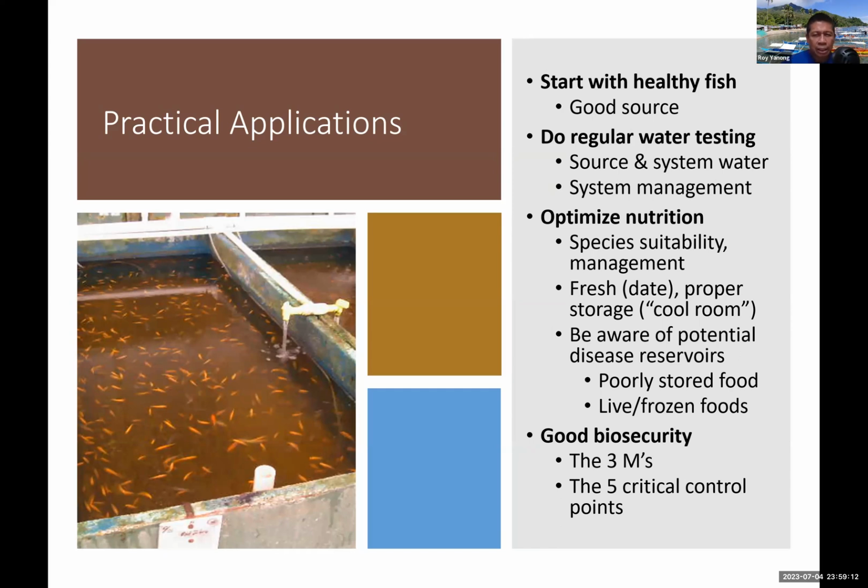And you also want to, again with regard to nutrition, be aware of potential reservoirs of disease. Is it poorly stored? Or is there a better way to store it? Are you feeding live or frozen foods? Could those have contributed to the disease problem? And then, of course, you want to have good biosecurity. The 3 M's are important, as well as those 5 critical control points that we discussed.